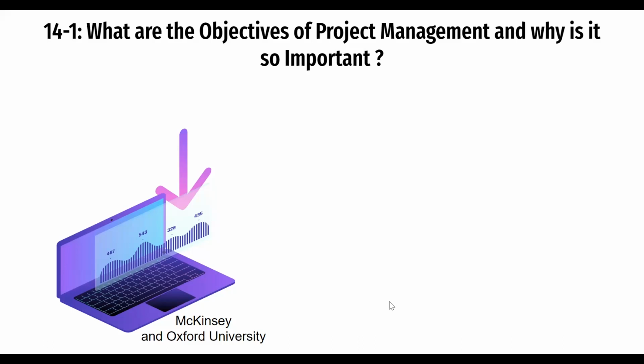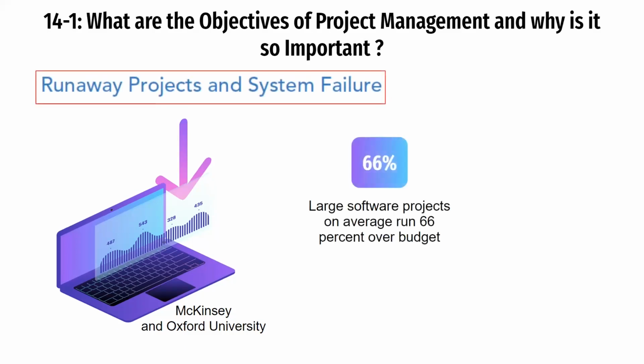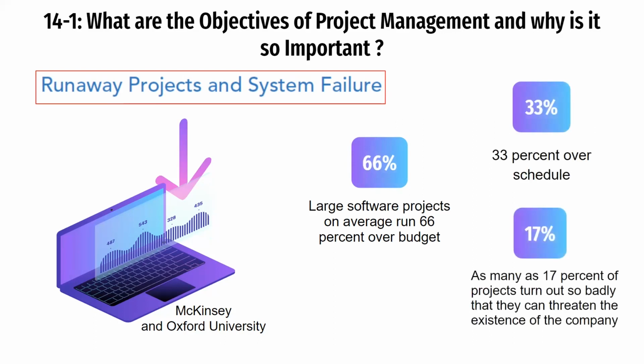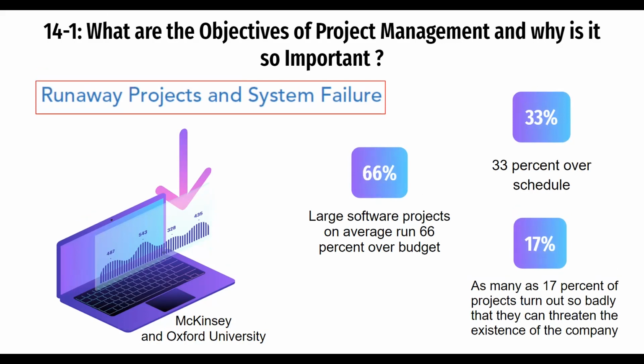So according to McKinsey and Oxford University, large software projects on average run 66% over budget, 33% over schedule, and then as many as 17% of projects turn out so badly that they can threaten the existence of company. So between 30 and 40% of all software projects are runaway. So ano ba yung runaway? These are projects that far exceed the original schedule and budget projections and then fail to perform as originally specified.